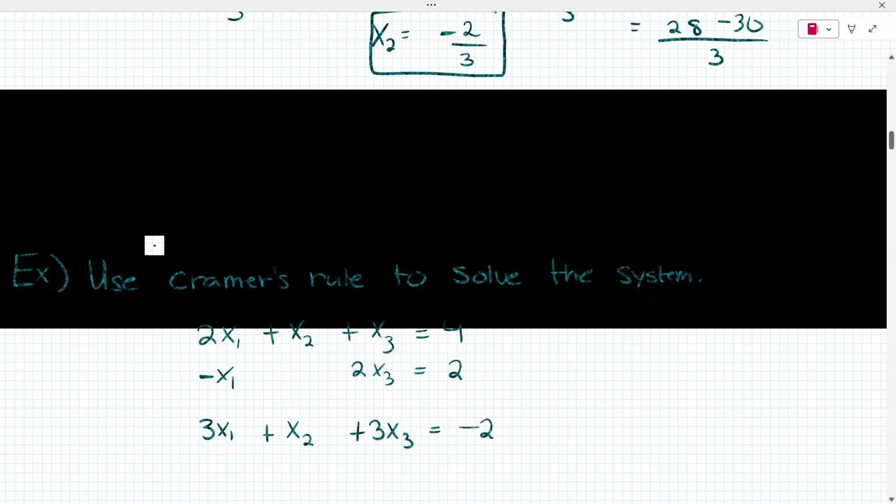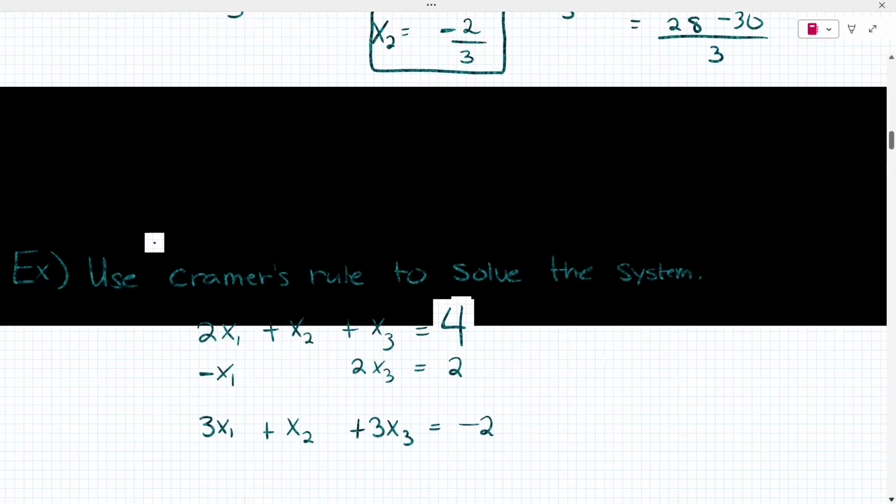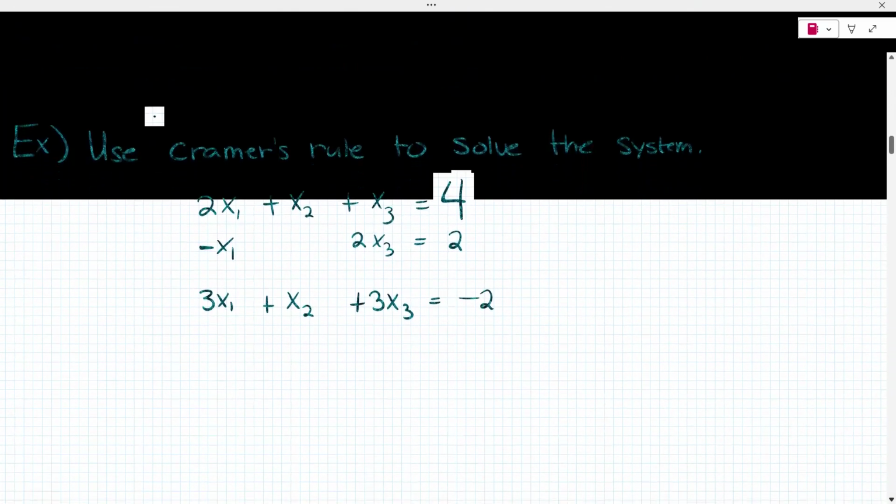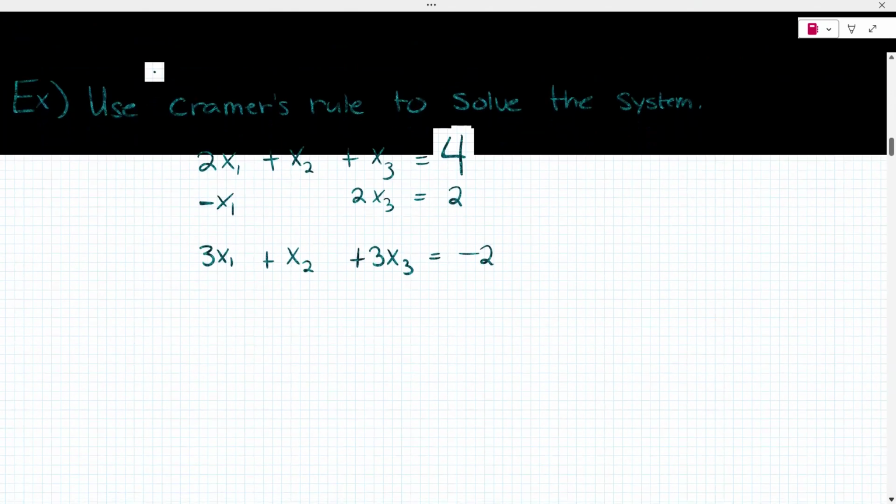So we have 2x1 plus x2 plus x3 equals 4, minus x1, there's no x2, plus 2x3 equals 2. And then 3x1 plus x2 plus 3x3 equals negative 2. Okay, so first step is we got to find our matrix A. So we got to set it up as AX equals B. So A is pretty simply just the coefficients of x1, x2, and x3.